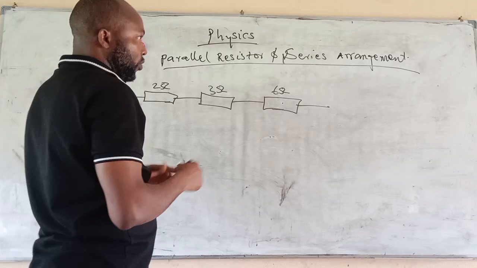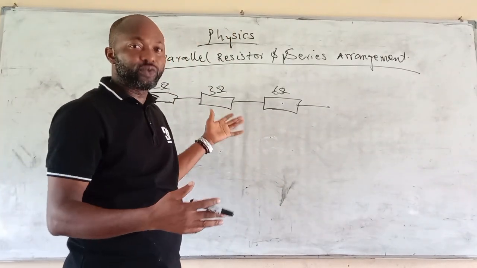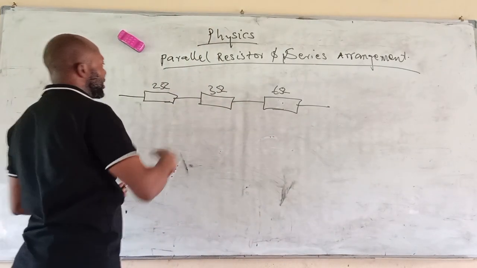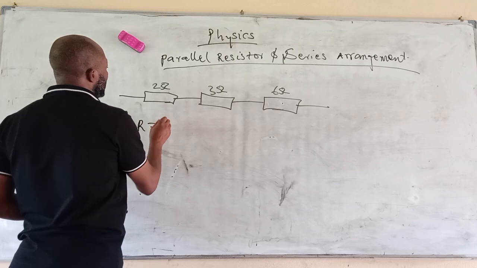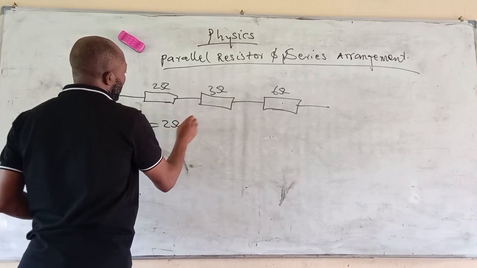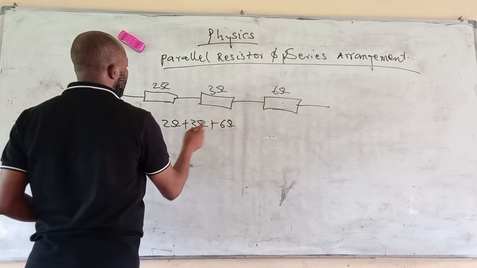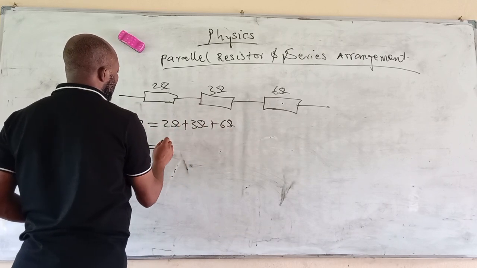So which one will give us 1 ohm as our effective resistance? We don't know until we solve them. So these ones are in series. In series means R is equal to 2 ohm plus 3 ohm plus 6 ohm. That is 6, 7, 9, 10, 11. R is equal to 11 ohm.